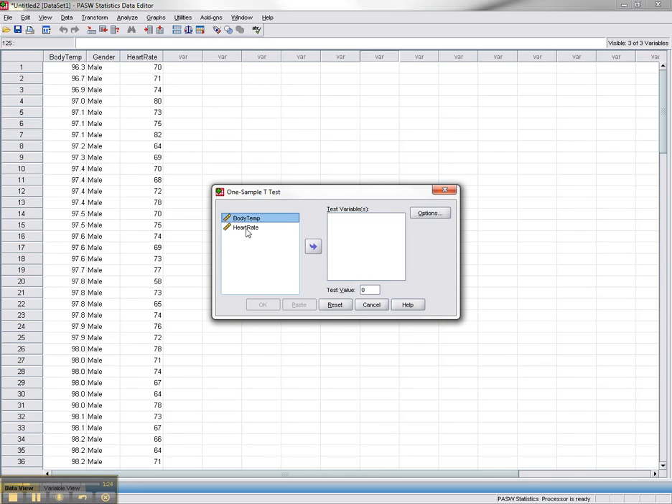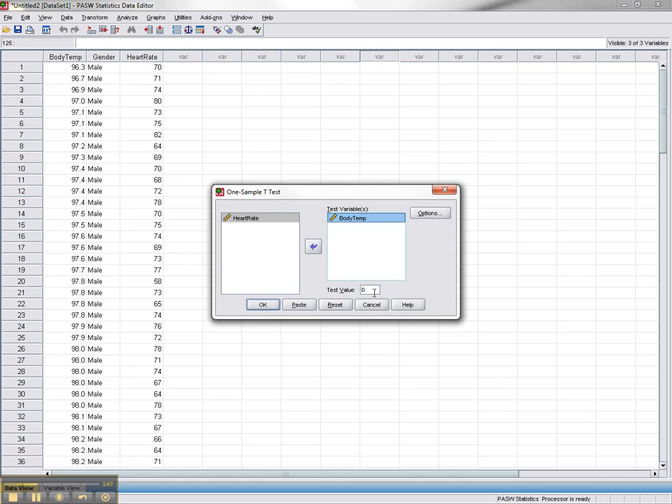These variables here can be toggled back and forth. You can run multiple t-tests simultaneously. I'm not going to do that. I'm just going to test body temperature. Notice that the ruler here in body temperature indicates that SPSS views the data as being quantitative in nature rather than ordinal or nominal. So this is ready to be processed by the one-sample t-test wizard.